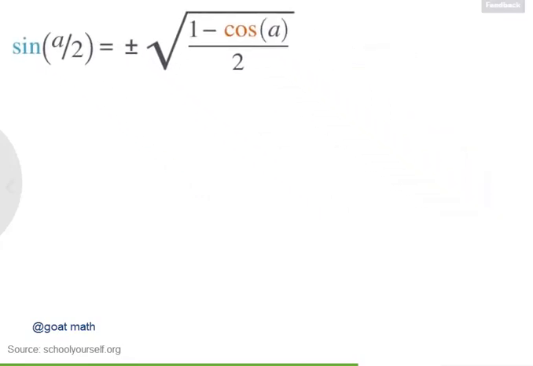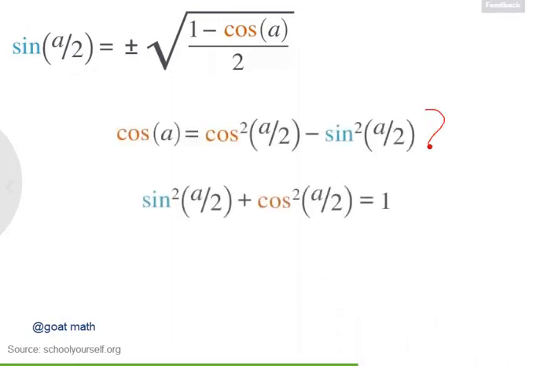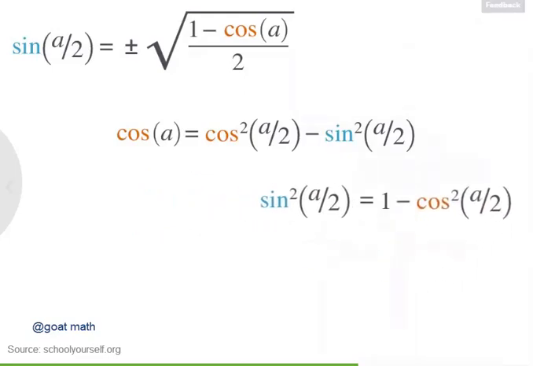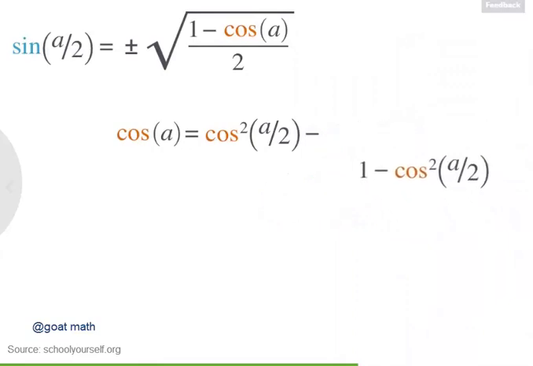Next, let's find an identity for the cosine of a over 2. Again, let's start with these two equations. Cosine a equals cosine squared a over 2 minus sine squared a over 2, and sine squared a over 2 plus cosine squared a over 2 equals 1. Last time we subtracted sine squared a over 2 from both sides. This time, let's subtract cosine squared a over 2 from both sides instead. And now we can plug in this expression for sine squared a over 2 in the equation above.